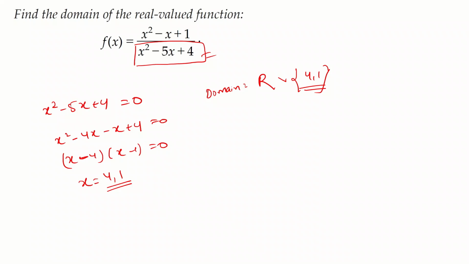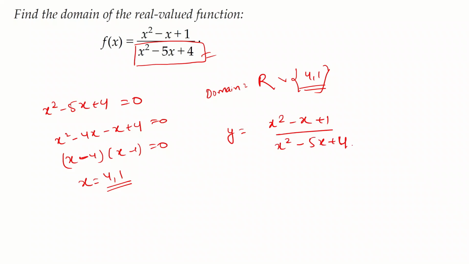Now think about the range of this function. So the range is the set of all those values which the function will take. You are given some input, it will throw you the output, and the set of all those outputs is actually the range. So the trick is, in place of f(x) you write down y. So y equals (x squared minus x plus 1) divided by (x squared minus 5x plus 4).